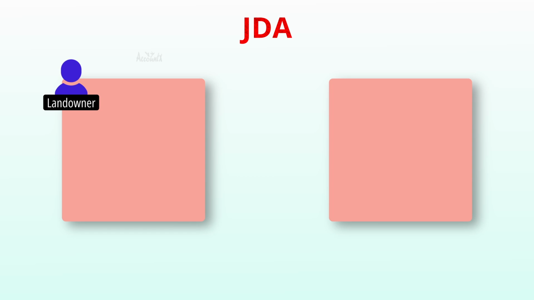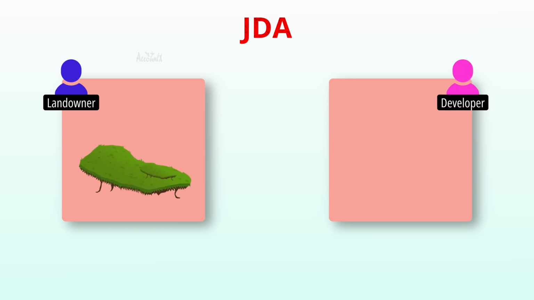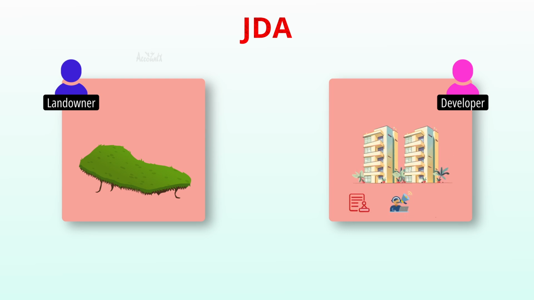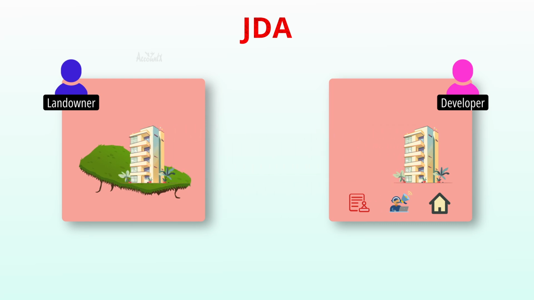Let's start from the basics and understand what a JDA is using this simple animation. In a JDA, there are two parties, landowner, developer. Landowner provides the land or the development rights for the project to the developer. The developer undertakes construction, obtains approvals, markets and sells units. In return for the land, the landowner receives a share in the constructed property.